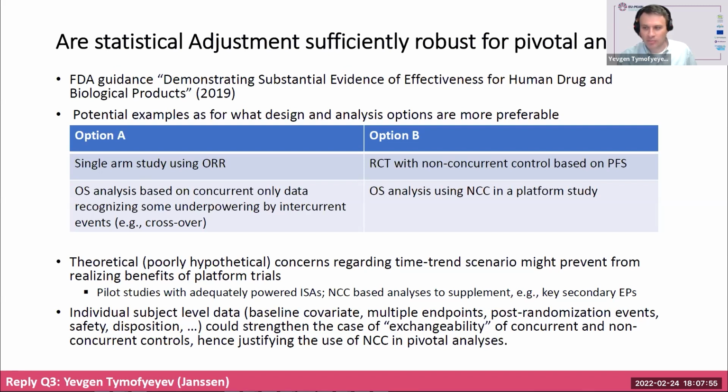And again, platform design can potentially contribute a lot to the inference regarding OS, because pooling across several cohorts, or how we call them ISI, is really attractive from that perspective. Plus, very often OS is considered a key secondary, hence maybe the control of type 1 error is already addressed by safeguarding regarding, for example, PFS based on randomized data only.